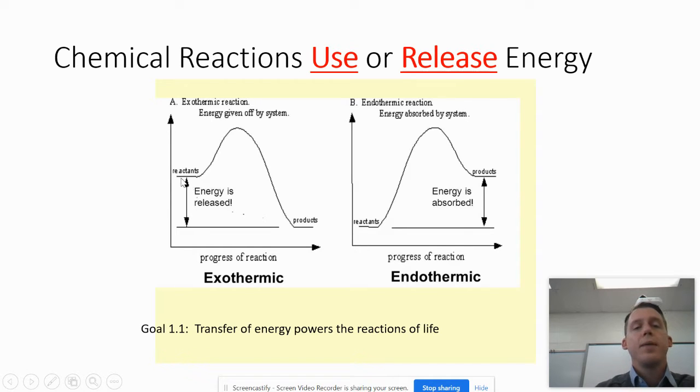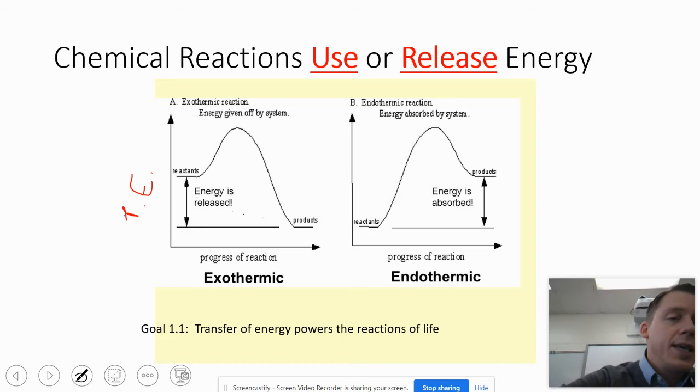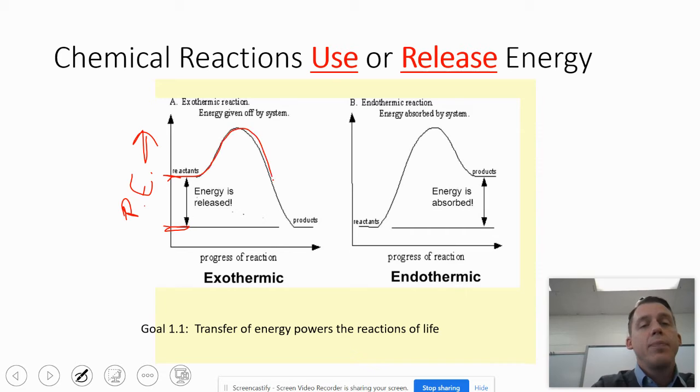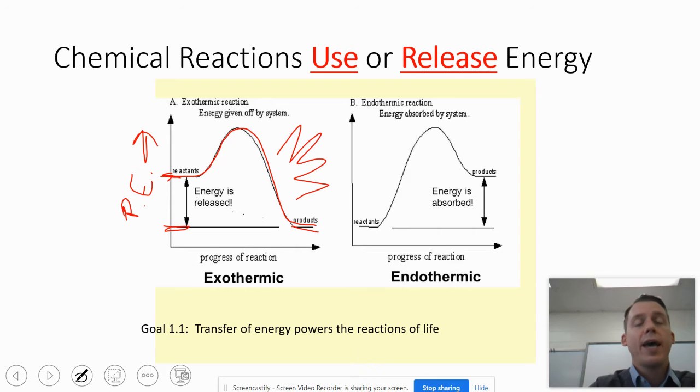Here we have an example of a reaction. Here are the reactants. Here are the products. The products are down here. This is potential energy. So on the y-axis, this is potential energy. I'll even put that in, PE, potential energy. So which has more potential energy? The reactants do. Which has less potential energy? The products do. So when this reaction happens, notice the difference. The reactants had a bunch of potential energy right there in the middle. The products have less. So energy has left the reaction and gone out into the surroundings. That is called an exothermic reaction.